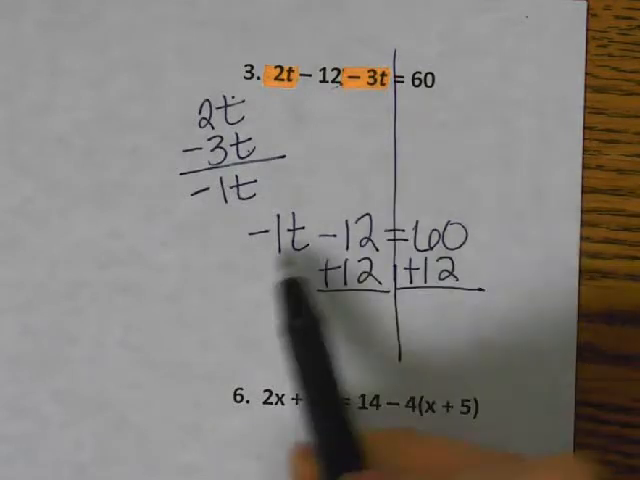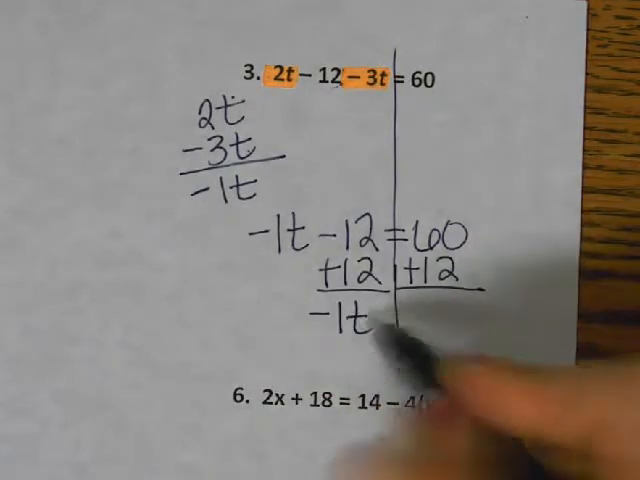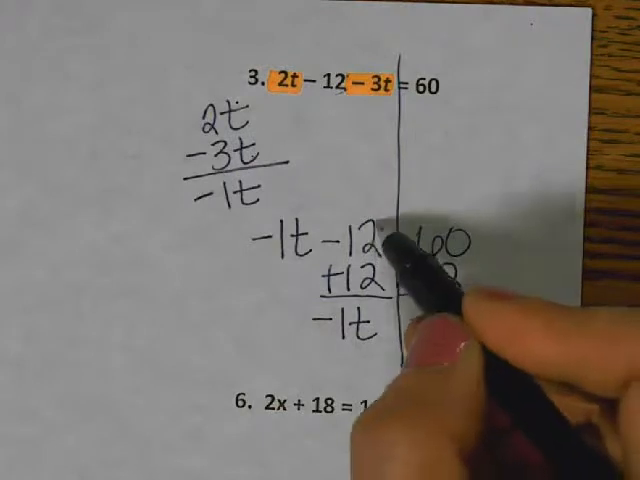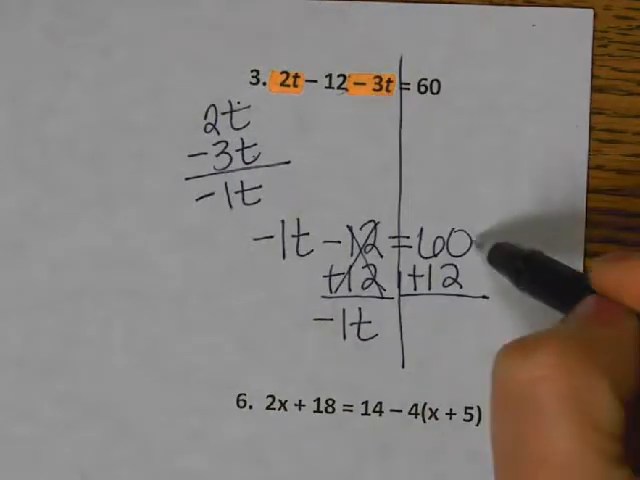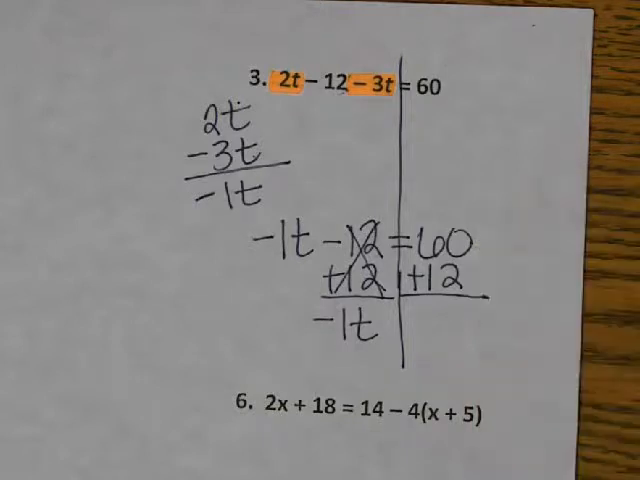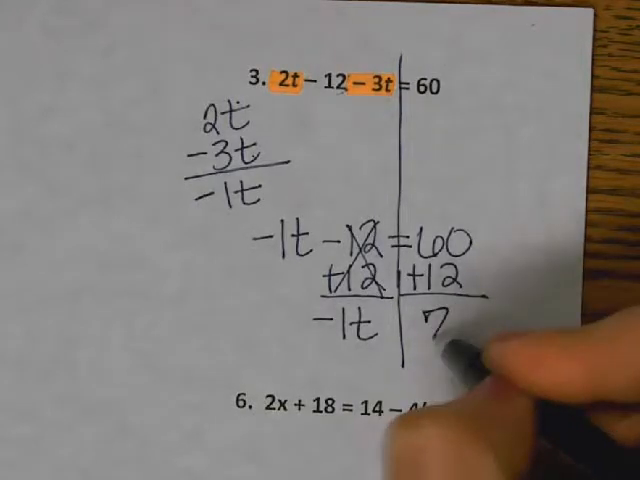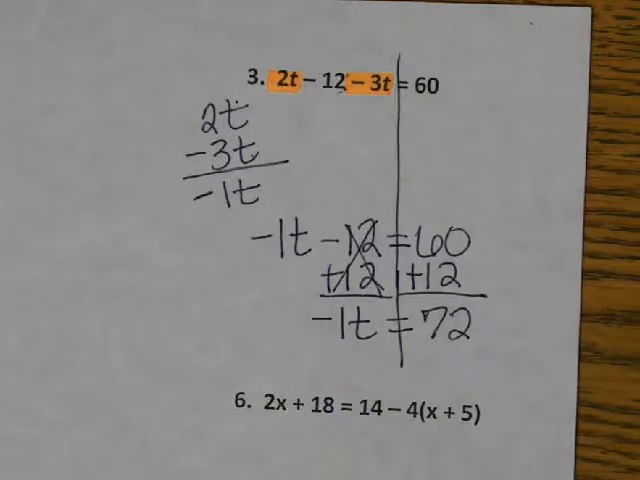So I'm going to go straight across like I did before. I didn't do anything with the 1t. Negative 12 and positive 12 cancel each other out. So it's negative 1t. And what's 60 plus 12? 72. Now, are we done with this problem? No.